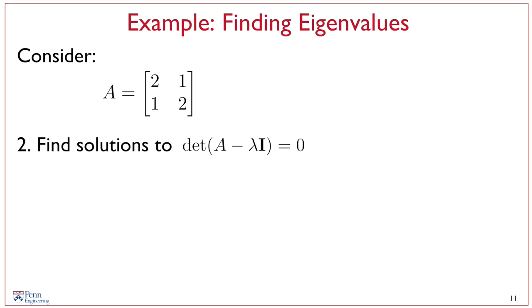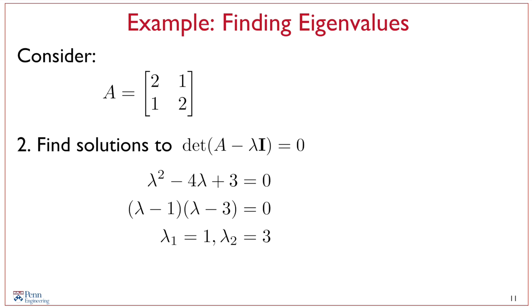Next, we want to solve the equation determinant of A minus λI equals 0. In other words, we want to find the roots of the quadratic equation we found earlier. The roots are λ1 equals 1 and λ2 equals 3. As expected, we found two eigenvalues for this 2 by 2 matrix. In this case, we were able to find two distinct real eigenvalues.